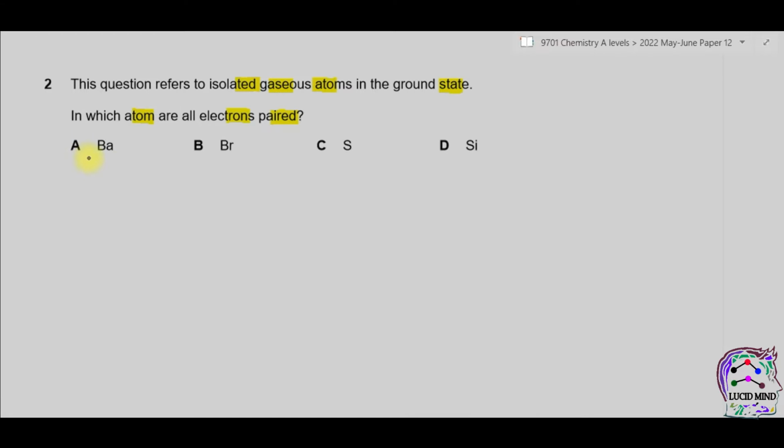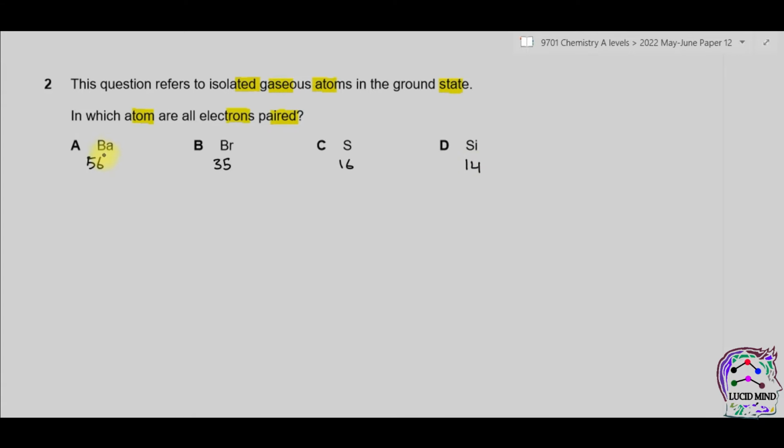For barium, we have 56 protons. For bromine, we have 35. For sulfur, we have 16. And for silicon, we have 14. Now let's do the electronic configurations.